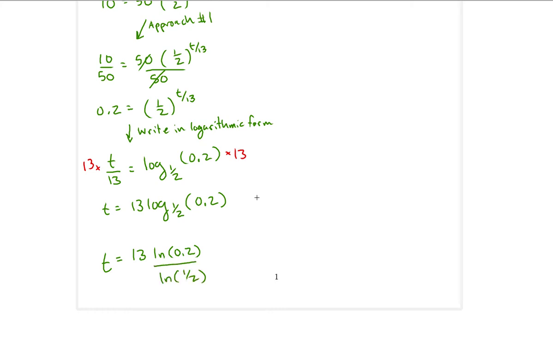So right there, we're using this property. How did I write it before, just to be consistent? I said the log base b of a is equal to the natural log of a over the natural log of b, right? So that's the property that we're using to get to here. And when I put that into my calculator, I get 30.2 hours. Okay?